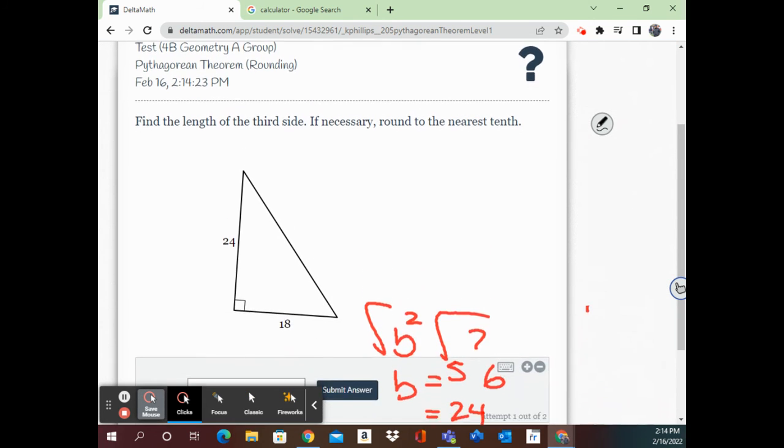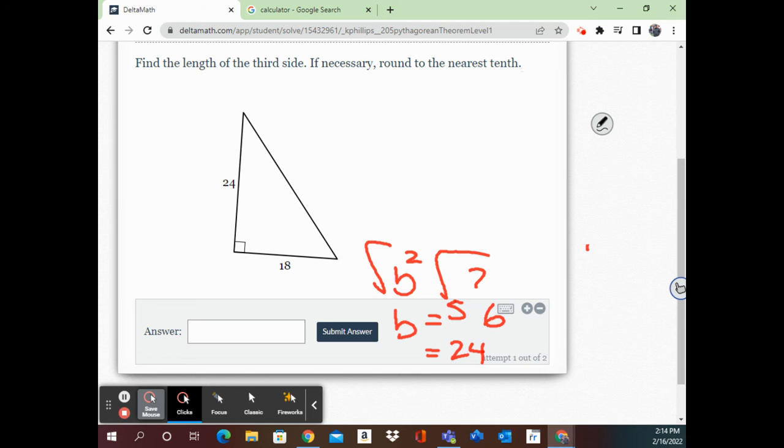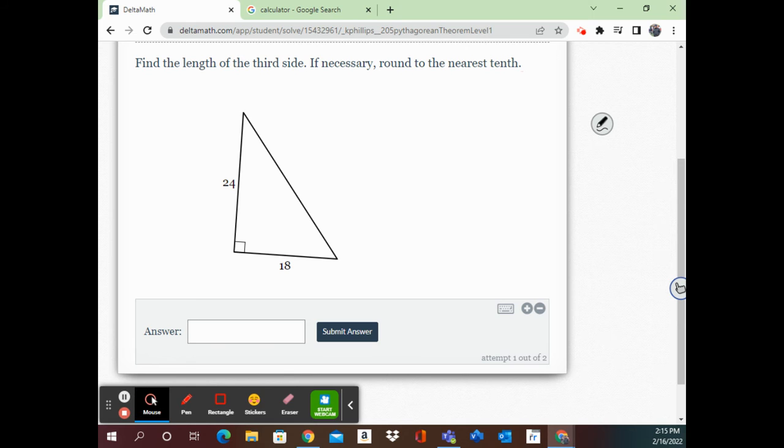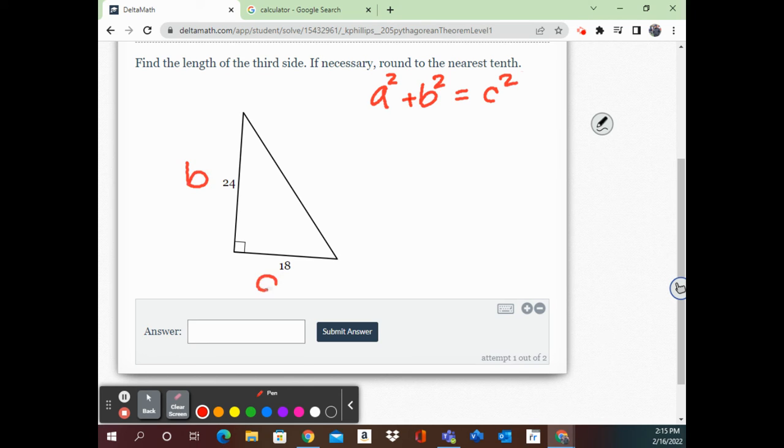All right. Now for this particular problem, it says find the length of the third side, and we want to round to the nearest tenth. So right here, I need to write my equation again. I have A squared plus B squared equal to C squared. I remember that this side length is B, this side length is A, this side length is C. So with C missing, what I have is 24 squared plus 18 squared is equal to C squared.